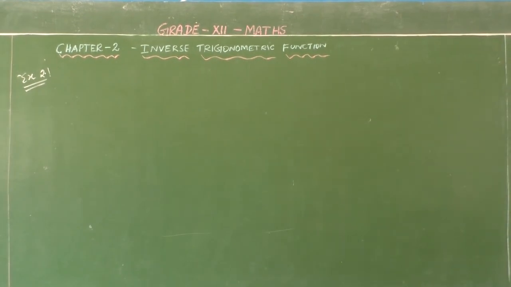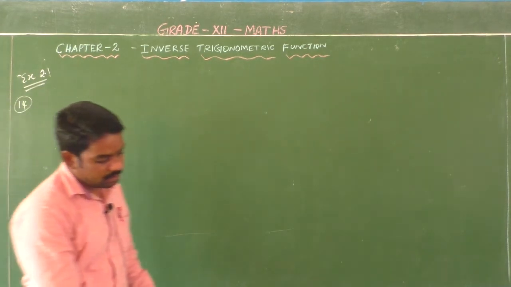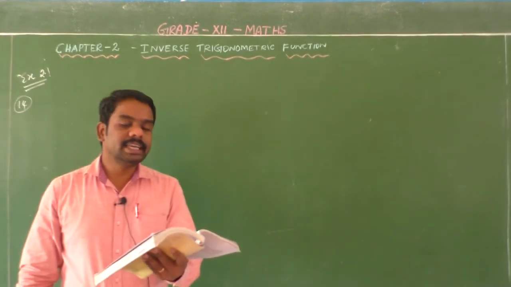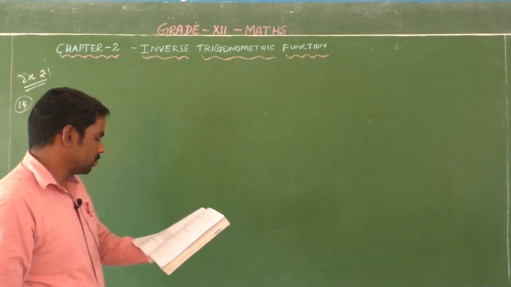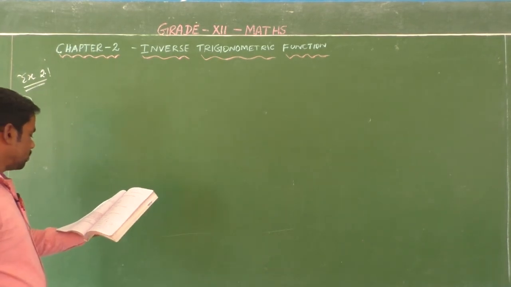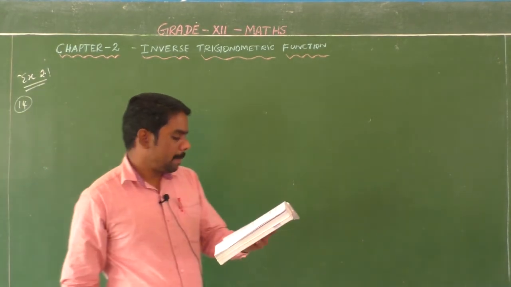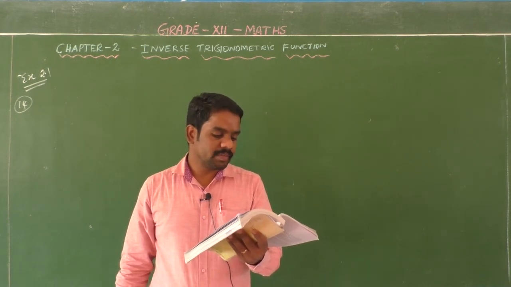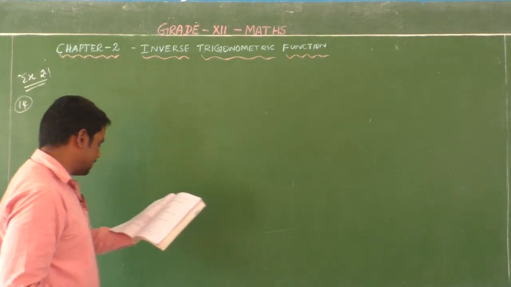Next, question number 14. Listen. The question is: tan inverse of root 3 minus sec inverse of minus 2 is equal to: A is pi, B is minus pi by 3, C is pi by 3, and D is 2 pi by 3. Which one of the following is the correct answer?